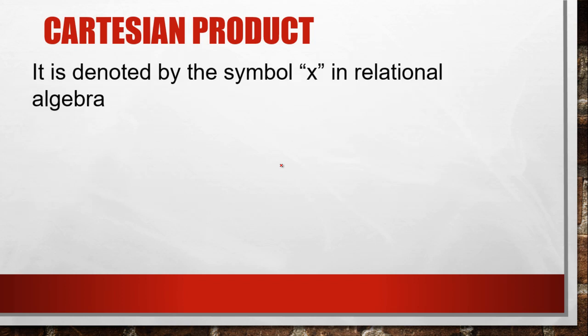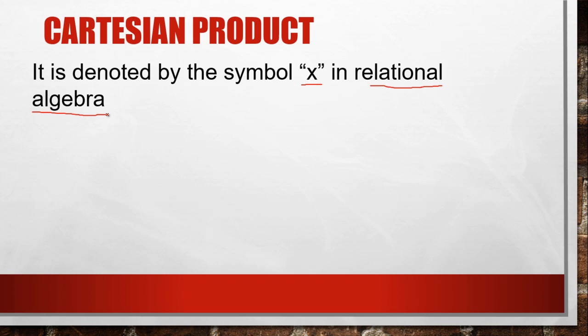Now what is basically a Cartesian product? First of all, it is denoted by the symbol X in relational algebra. This is basically the symbol of cross. Okay, and remember one thing, we are talking about relational algebra operations. As we know, we have performed many queries in SQL, but there is one more thing that is called relational algebra, and in relational algebra the Cartesian product is shown by the cross symbol. Okay, and this Cartesian product is also known as cross product.